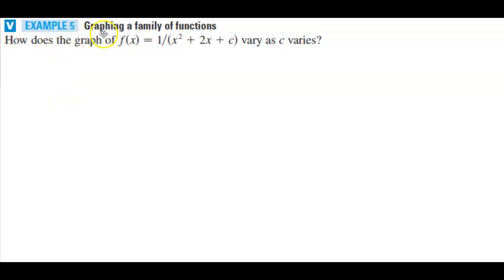Example 5, graphing a family of functions. How does the graph of f of x equals 1 over x squared plus 2x plus c vary as c varies? So let's go ahead and graph them.